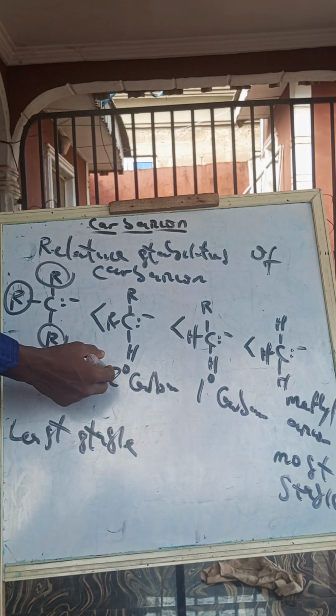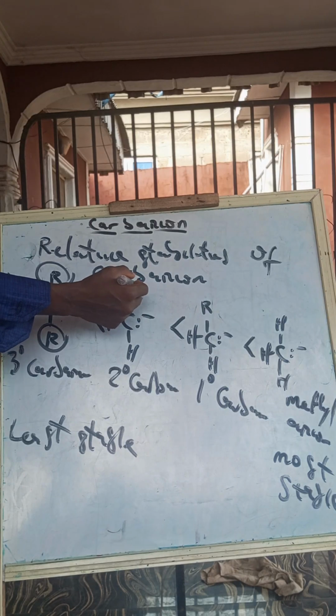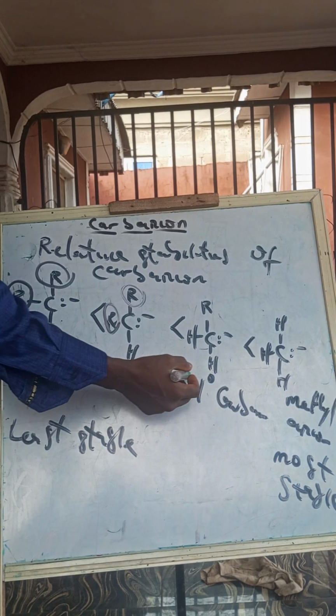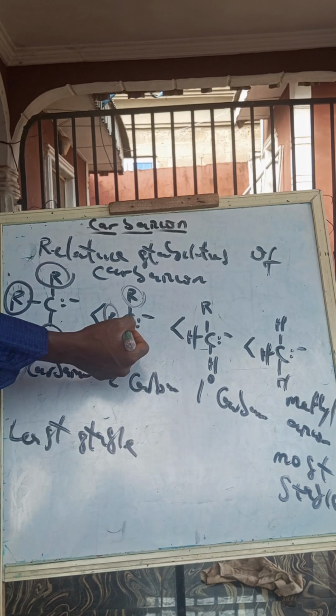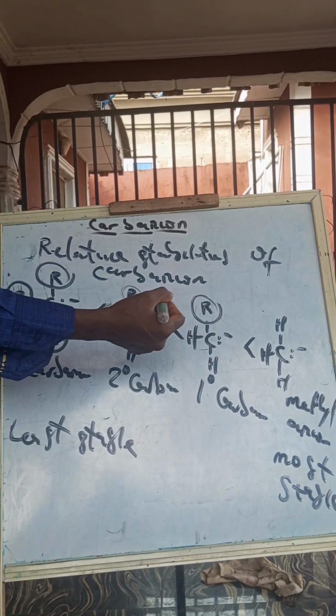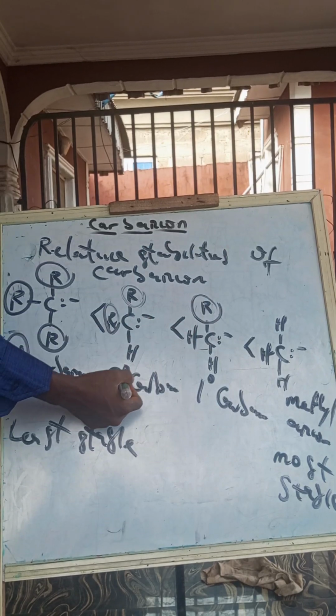The next one we can talk about is the secondary carbanion, which is surrounded by 2 alkyl parts. You can see the presence of 2 alkyl parts, and it is quite stable, unlike the tertiary carbanion. The next one, which is more stable, is the primary carbanion. It is just surrounded with 1 alkyl group, which makes it more stable than the secondary and the tertiary carbanion.